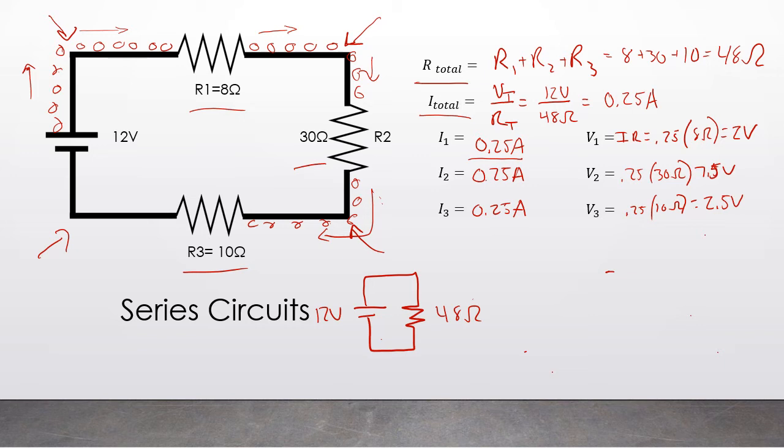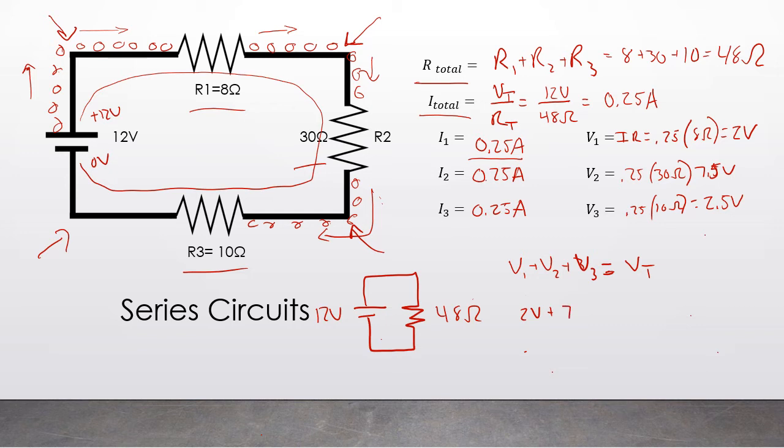Now, we talked about this briefly in the introduction. When we complete an entire loop of our circuit, we are going to lose all the voltage in that circuit. We'll start with plus 12, and we end up with 0. So that means that V1 plus V2 plus V3 should add up to V total. And if we look at that, 2 volts plus 7.5 volts plus 2.5 volts does equal the 12 volt total we were looking for. So series circuits are pretty straightforward.